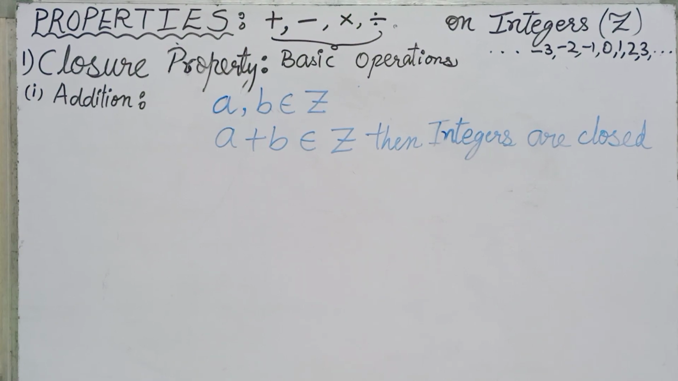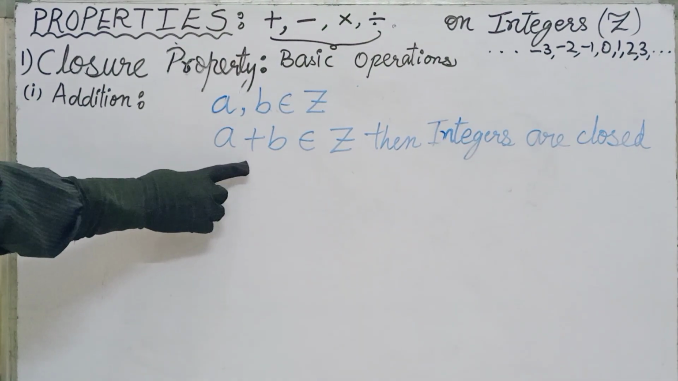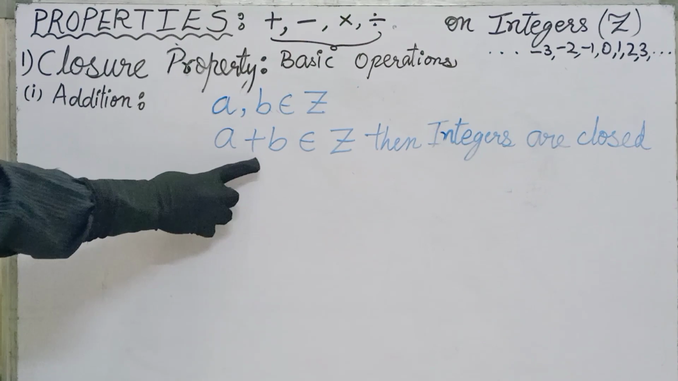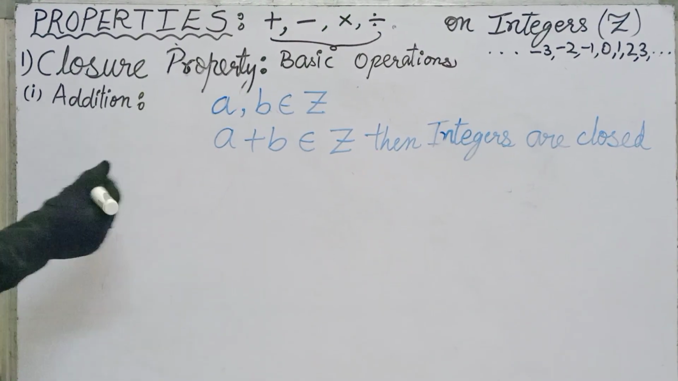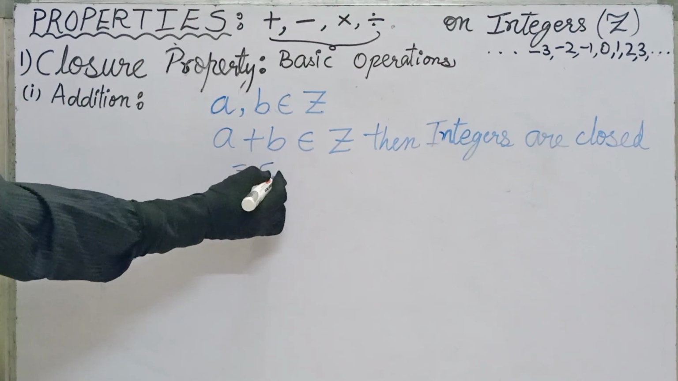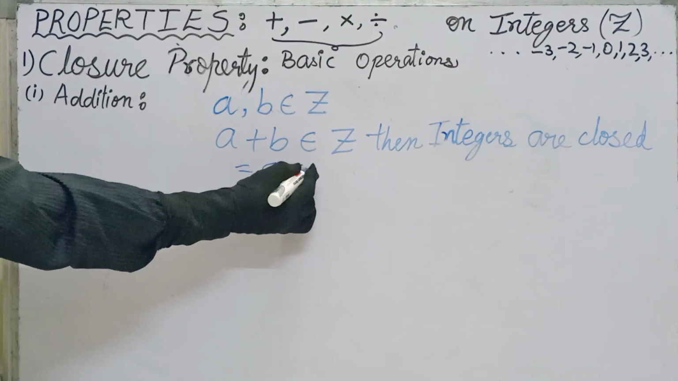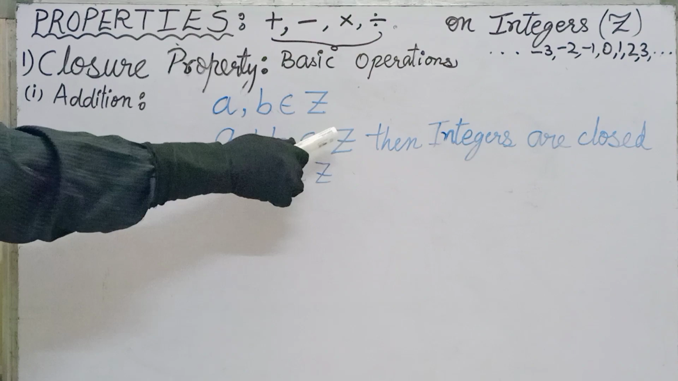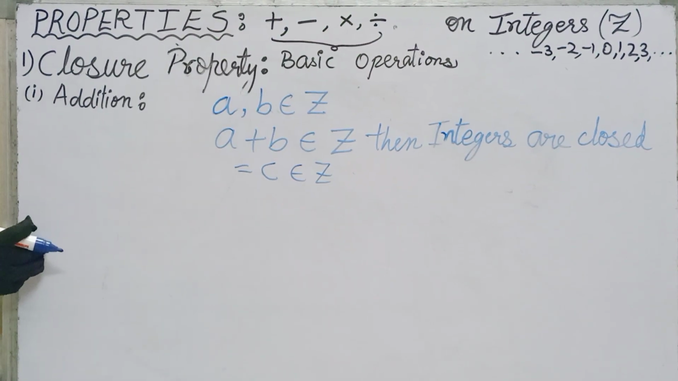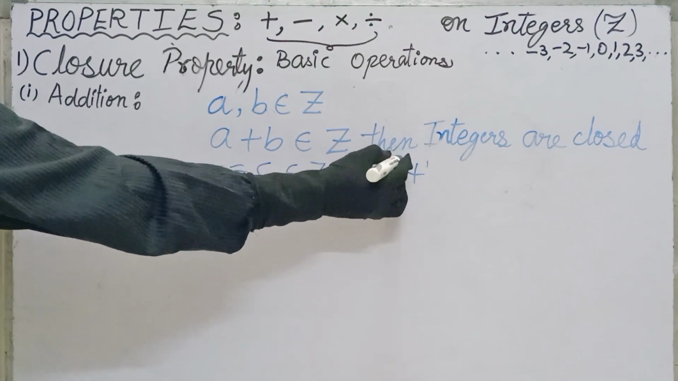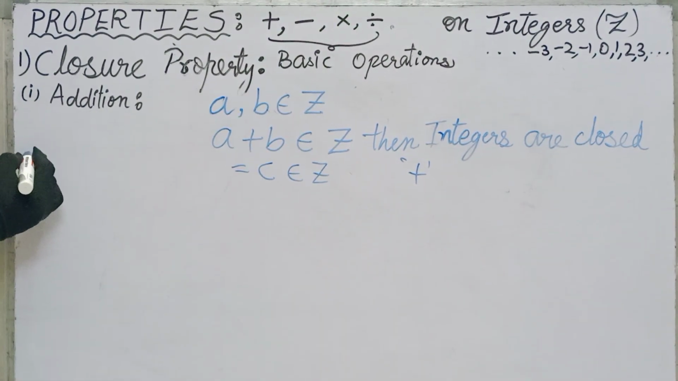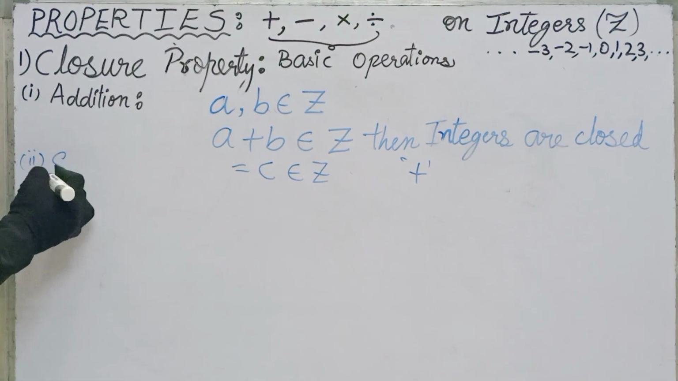Since we are doing addition, we write addition in between these two numbers, a plus b. Whatever answer we get, suppose we get the answer as c. If this c belongs to integers, then we can say that integers are closed under addition. Now we have to check which operation? Subtraction.